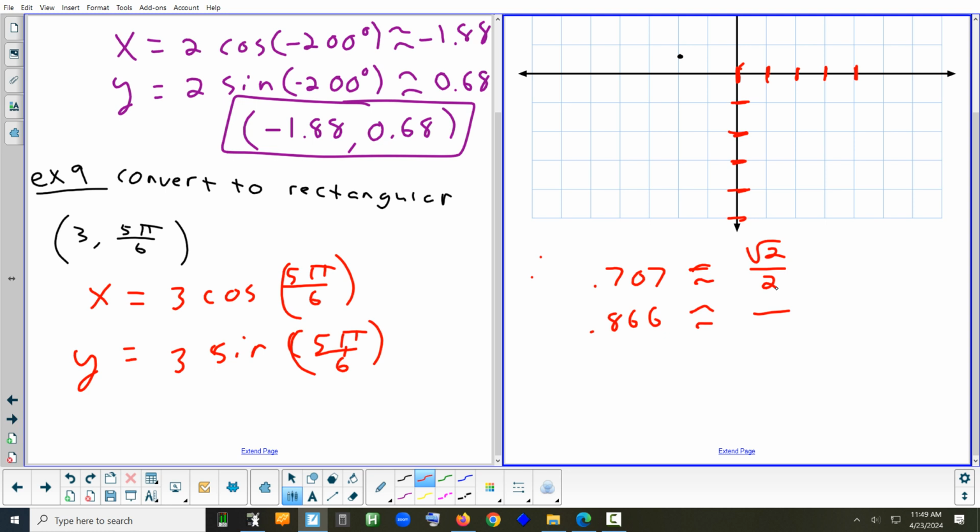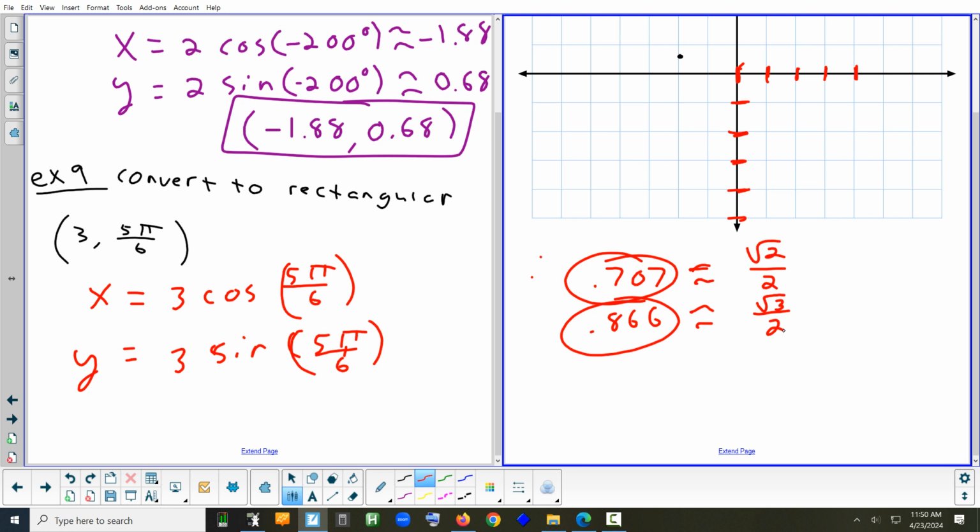0.866, that's what's going to come up in this one. This one comes up with the 45s. This one comes up with the 30s. Does anybody remember the other square root that comes up? Square root of 3 over 2. This one is the square root of 3 over 2. Yep. So we need to remember those two facts.